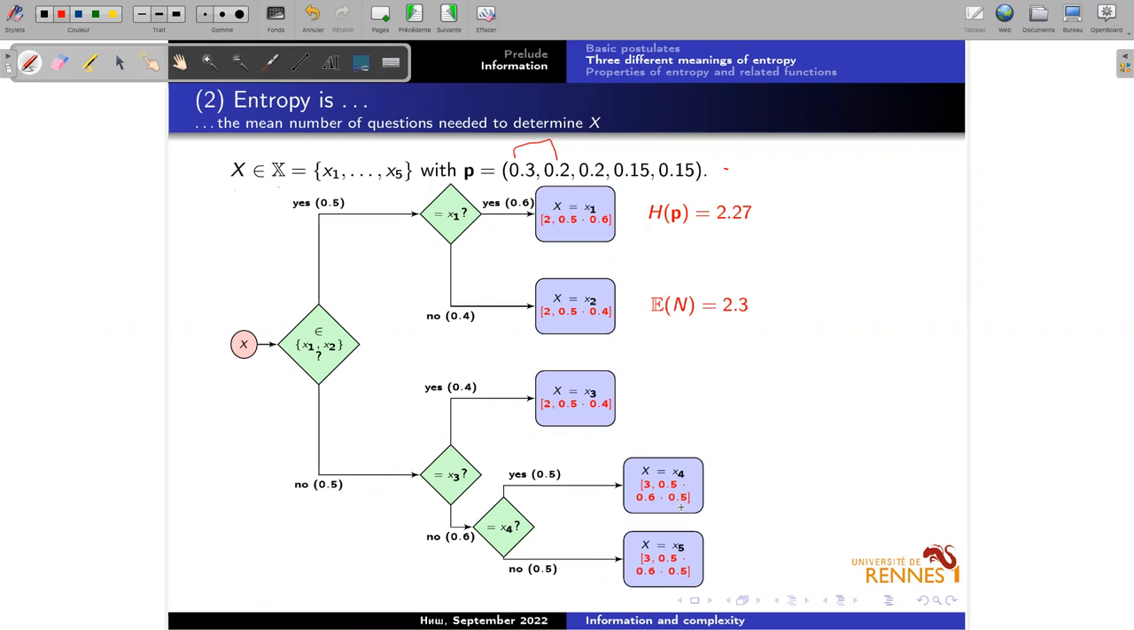Then you determine that the expected number of questions is 2.3, and you observe that these values are very close to one another. If I had chosen here as a probability vector, where the probabilities are inverse powers of 2, in that case I should have a complete agreement between H(P) and E[n]. Here I have not exactly the same thing, but I have something that is bigger than the entropy.